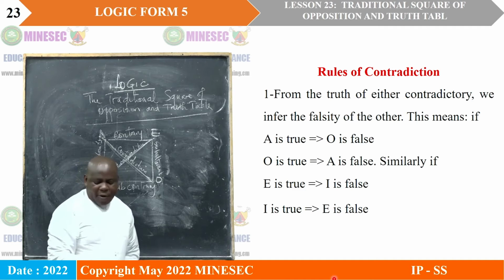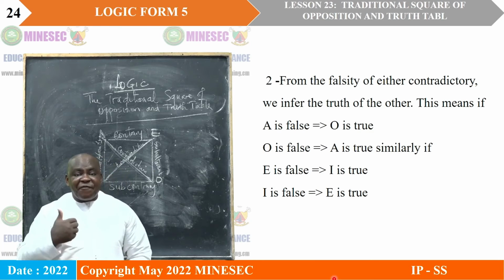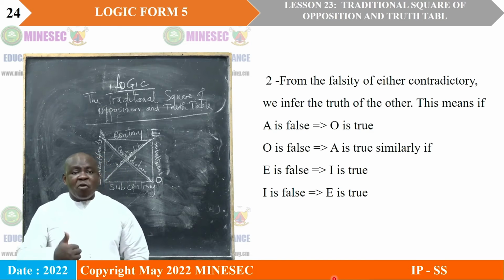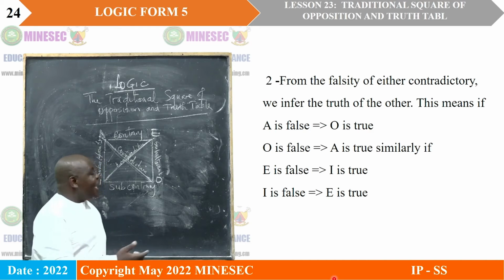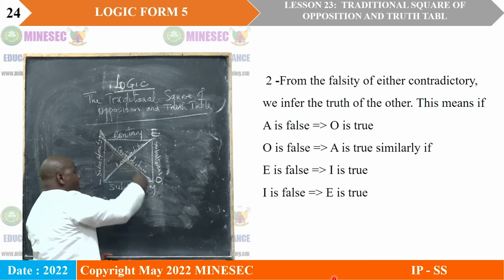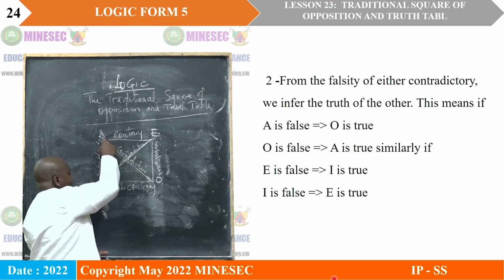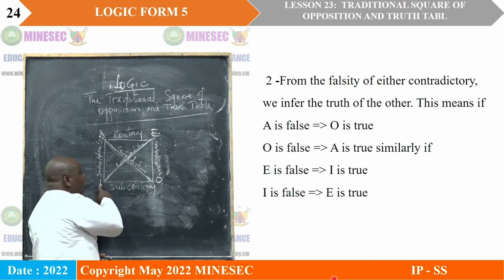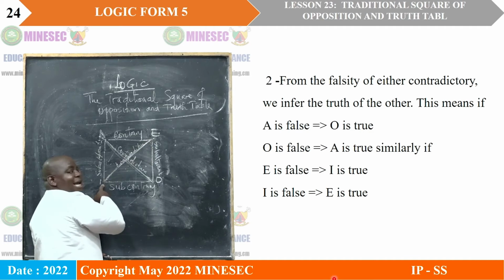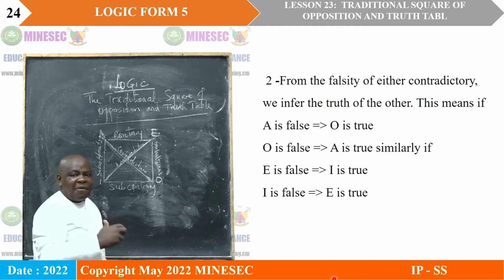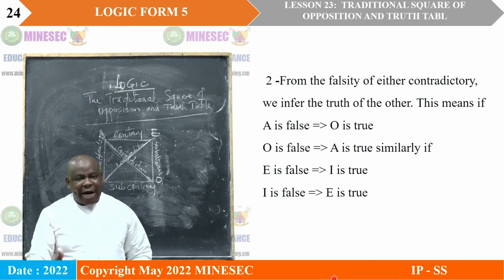Now, again, we can see that the second rule says that from the falsity of either contradictory, we may infer the truth of the other, right? Which means that if A is false, O is true. If O is false, A is true. If I is false, E is true. If E is false, I is true. Therefore, from the falsity of either contradictory, we may infer the truth of the other.